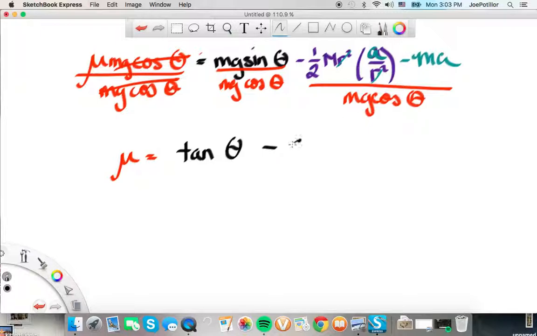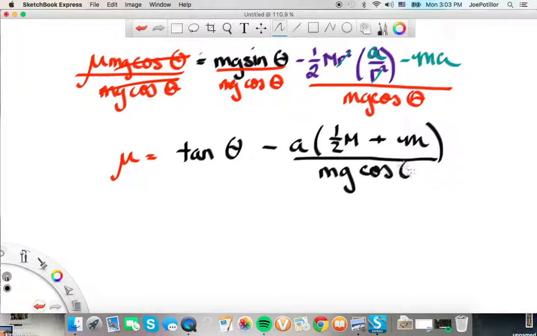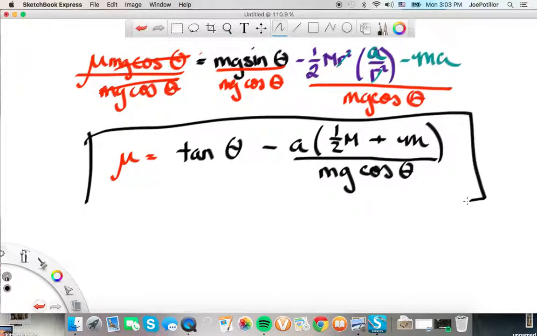Let's just factor out an a. Minus a times 1/2 M plus little m, because we factor out the negative a from this expression, over mg cosine of theta. Now, let's see if we did the algebra correctly to get the correct answer.